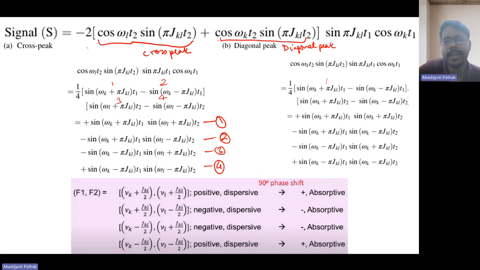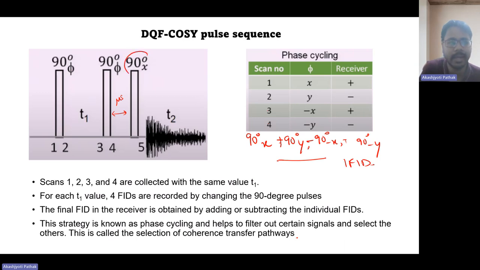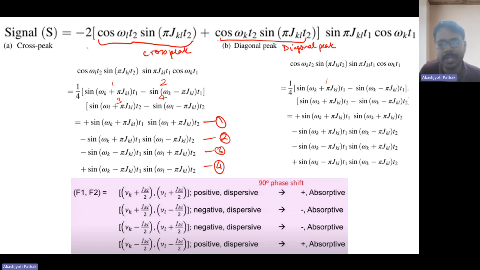Now the last 90° phase shift that you give, this 90° X pulse that you apply, that is for converting the dispersive line shapes into absorptive line shape. So for both the cross peak and diagonal peak, you get 4 terms. So this is 1, this is 2, this is 3, and this is 4. The last pulse sequence converts this dispersive line shape into the absorptive line shape.